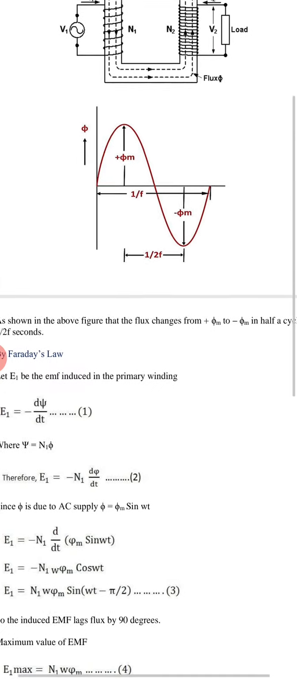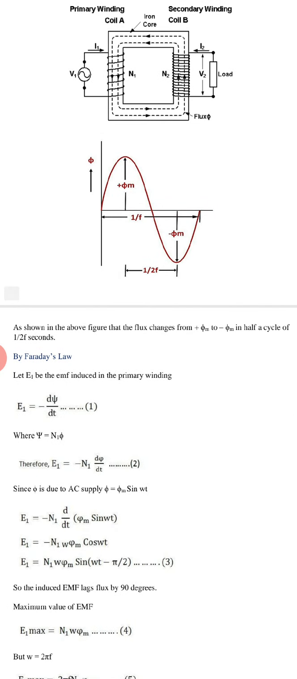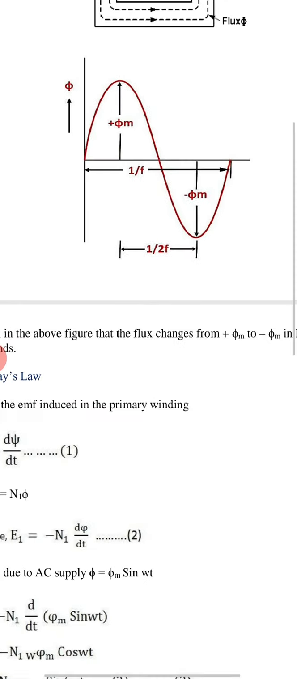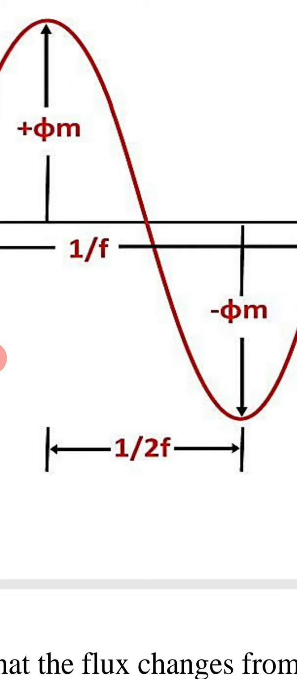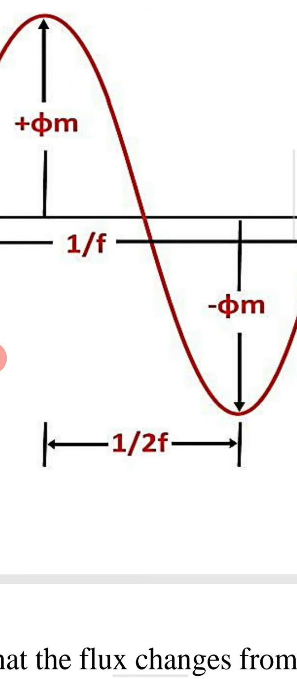As shown in our figure, the magnitude of flux changes from plus phi m to minus phi m. We are talking about only this duration. Here we can see that the flux is changing from minus phi m to plus phi m to minus phi m.